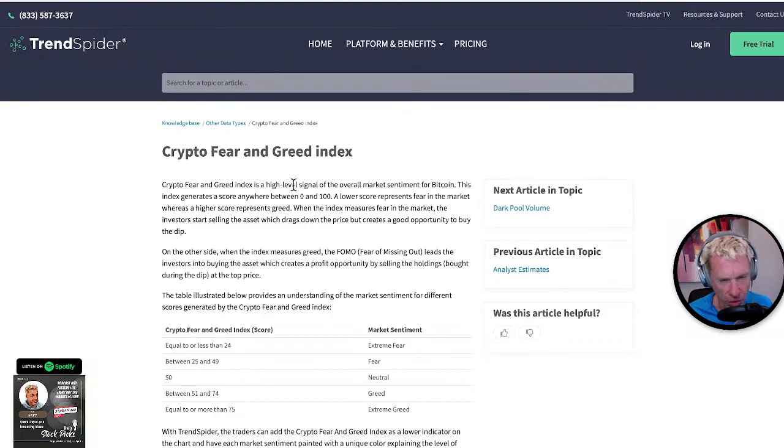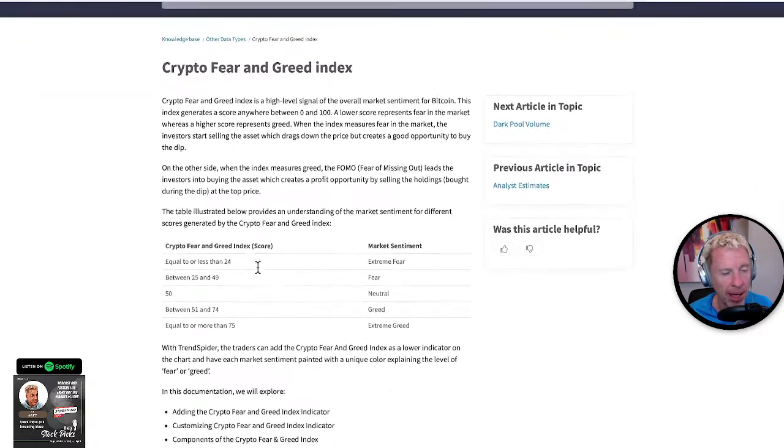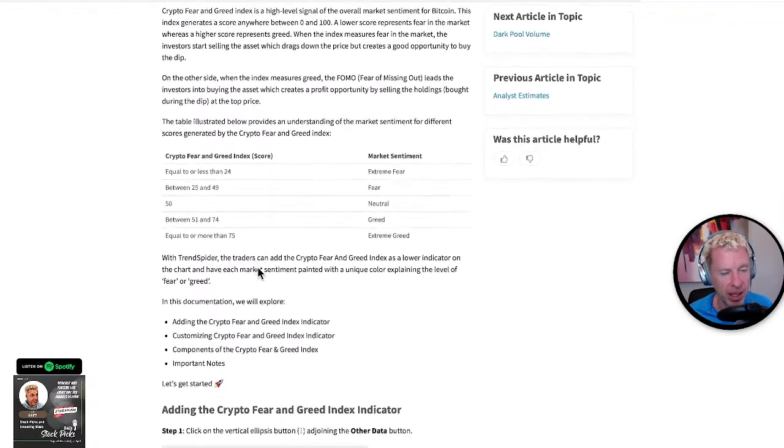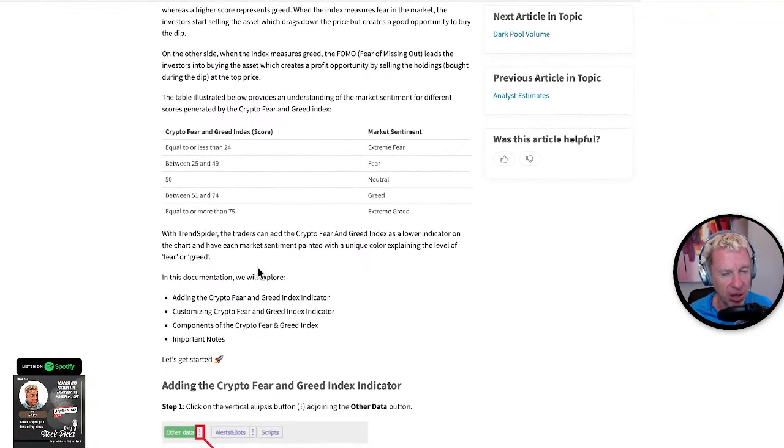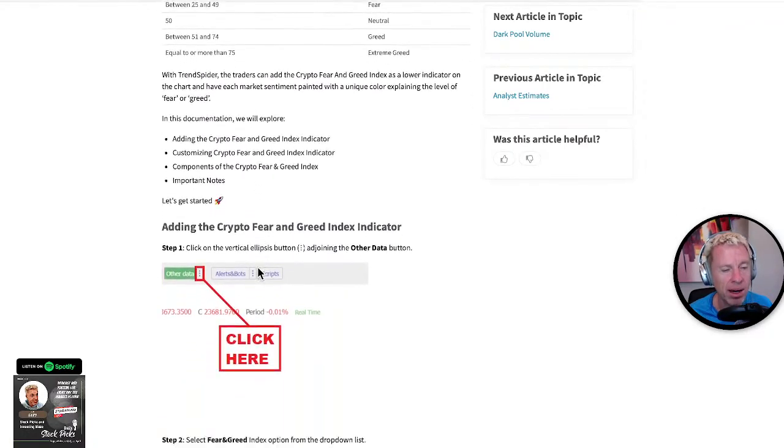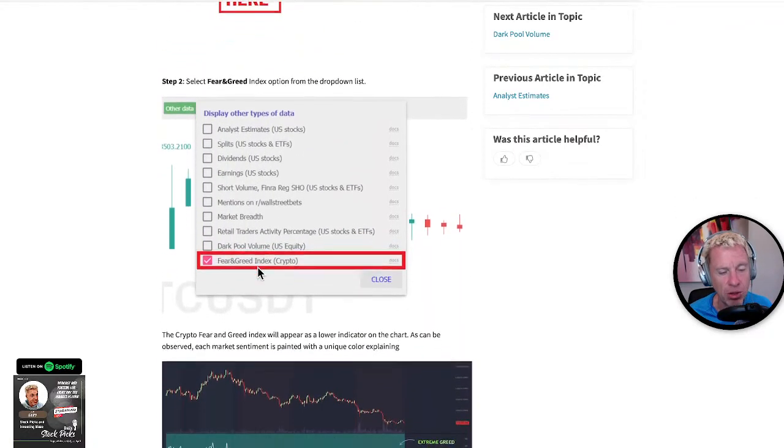High-level signal of the overall market sentiment for Bitcoin. This index generates a score between 0 and 100. On the other side, when the index measures greed, the FOMO, fear of missing out, it's basically... You can add the crypto as a lower indicator on the chart. It's basically a Bitcoin thing.